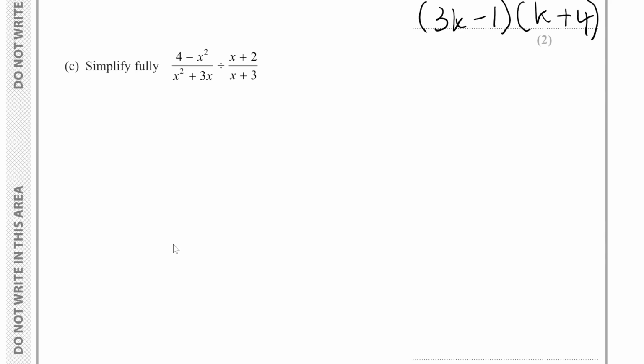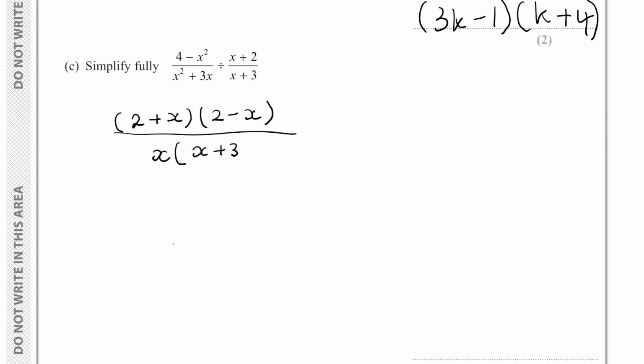Question part C, simplify fully. So we're going to have to factorize what we can, change our divide to a times. 4 minus x squared is the difference of two squares. It's 2 plus x times 2 minus x. X squared plus 3x, I can take an x out of, so it's x times x plus 3.